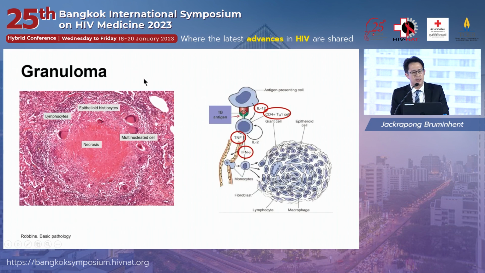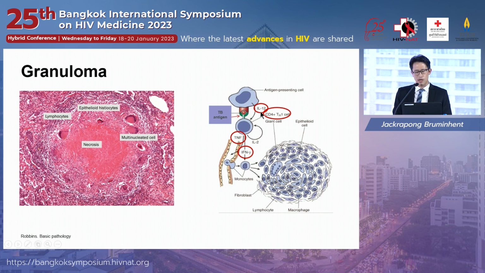What's important is the granuloma formation. It is the immunity formation that is going to contain the tuberculosis in your body. As you know, when macrophages form a multinucleated cell with lymphocytes around it, that is called a granuloma. And there are a lot of cytokines used to make this formation perfect.